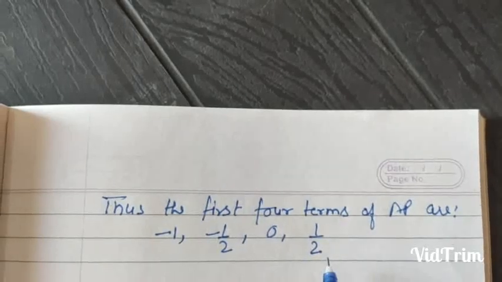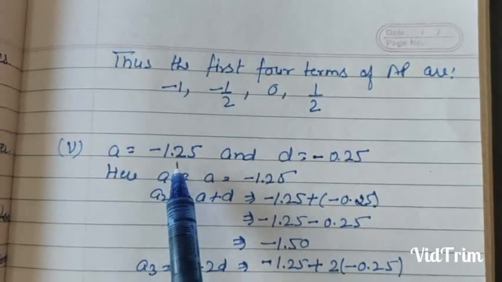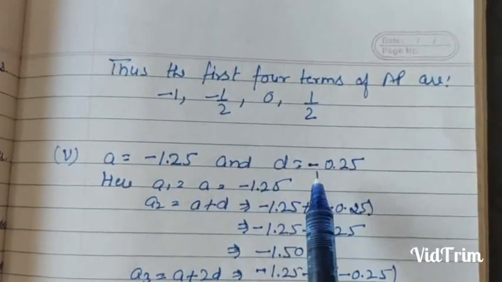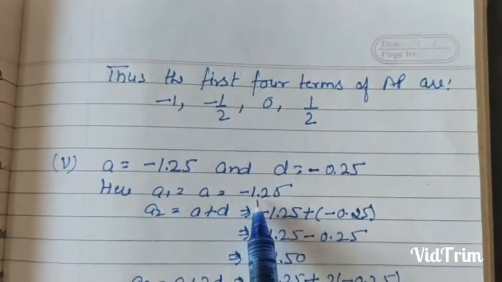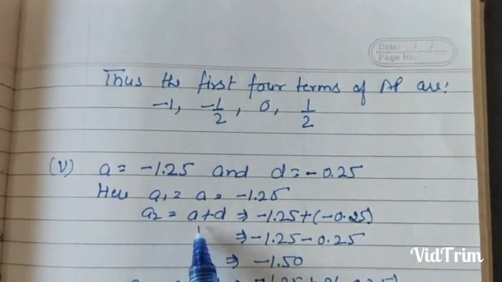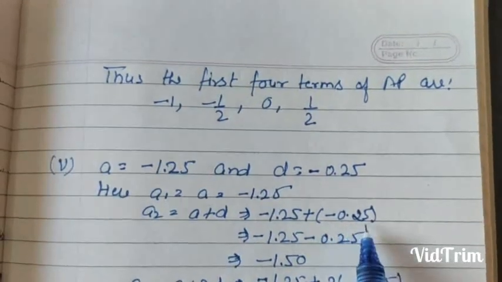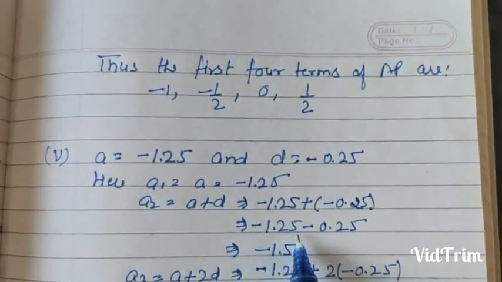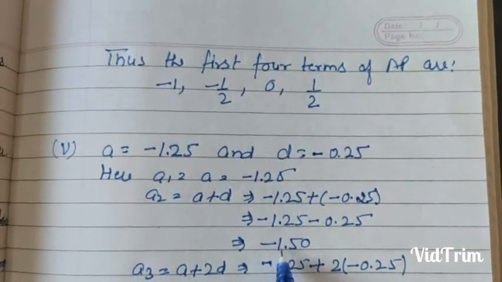Pause the video and note it down. In the next situation, we have A as -1.25 and D as -0.25. Here A1, that is the first term, is A equals -1.25, and A2 becomes A plus D, that is -1.25 plus (-0.25). It becomes -1.25 minus 0.25, and after solving we get -1.50.